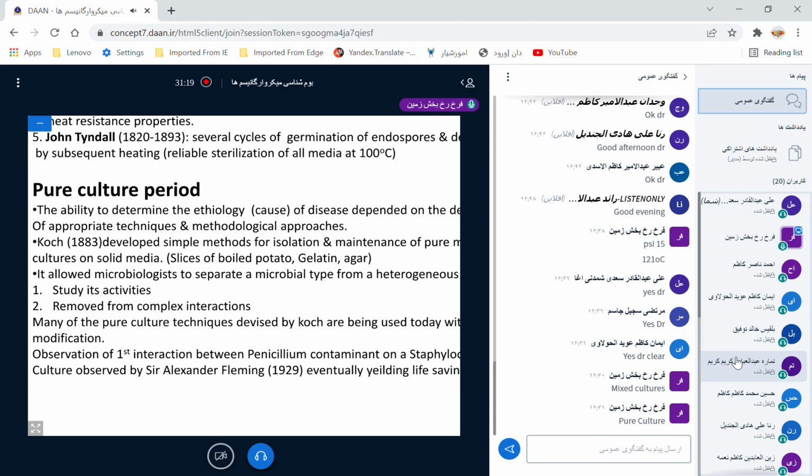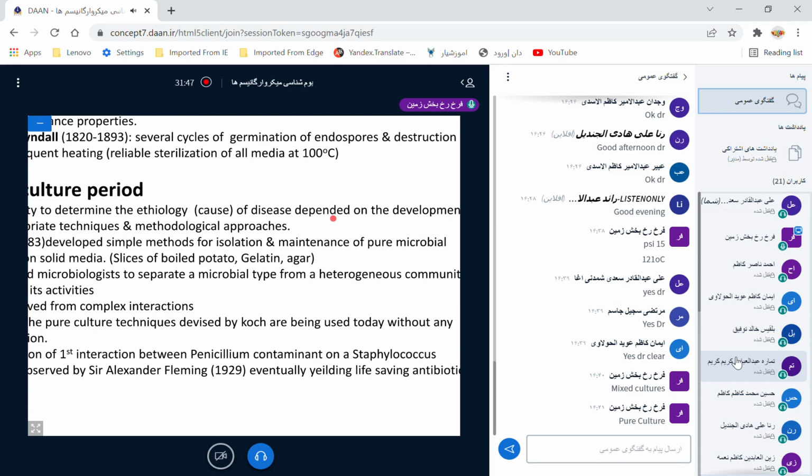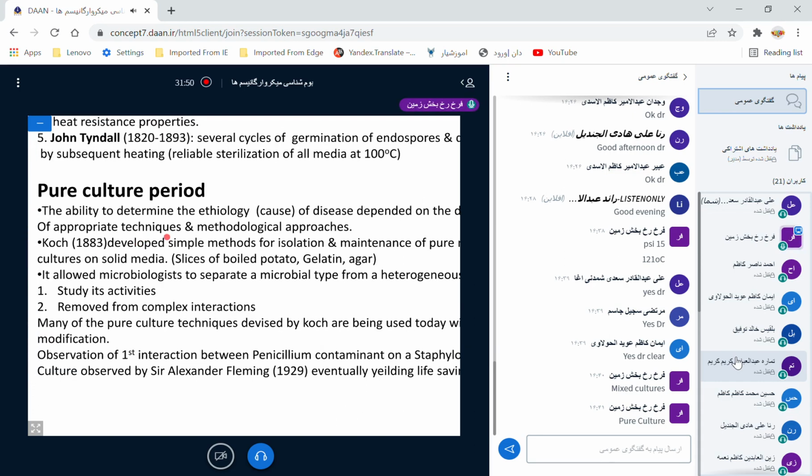But mixed culture, suppose there is a sample from stool or from sputum. When the sample you use for culturing, many bacteria can grow. You should make them separate by pure culture. The ability to determine the etiology, the cause of disease, depends on the development of appropriate techniques and methodological approach.